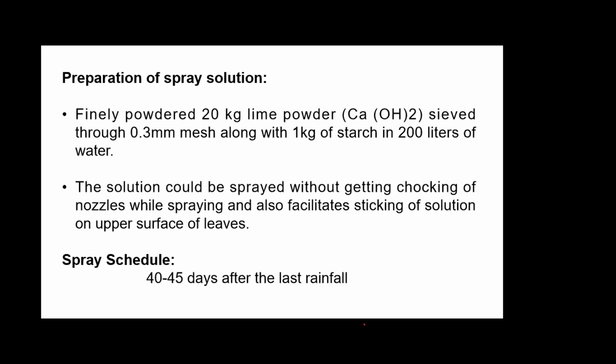So how to prepare? Finely powdered 20 kg lime powder you have to take, and you have to sieve it through 0.3 mm mesh along with 1 kg of starch in 200 liters of water, because it should not clog your nozzles. So we suggest you sieve it through 0.3 mm mesh. The solution can then be sprayed without choking the nozzles, and it also facilitates sticking of the solution on the upper surface of the leaves. And the spray should be during 40 to 45 days after the last rainfall.